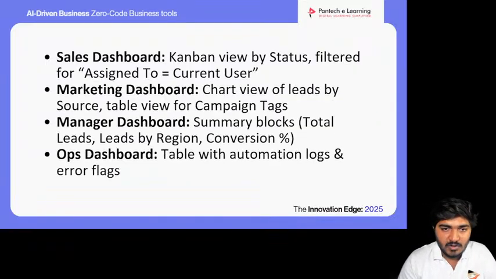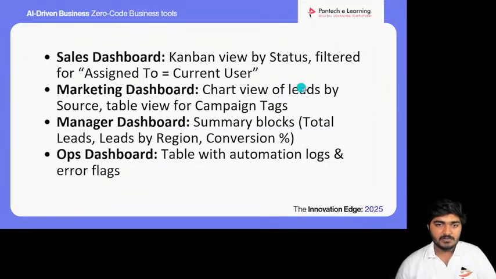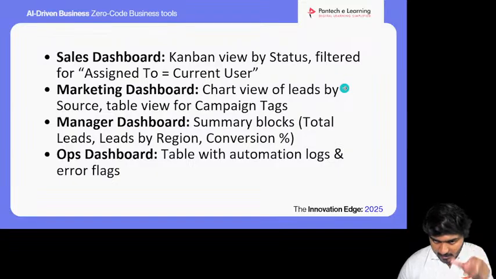For the sales dashboard, we'll use the Kanban view. There is a Kanban view in Airtable. We can use that to view by the status of that particular lead, filtered by assigned to. If leads are assigned to a particular person, we'll visualize it based on that person. For the marketing dashboard, a chart view of leads by source and a table view for campaign tags. In the chart view, if a lead came from Instagram, it will be visualized in that particular chart, and if it is from Facebook, it will be visualized somewhere else.